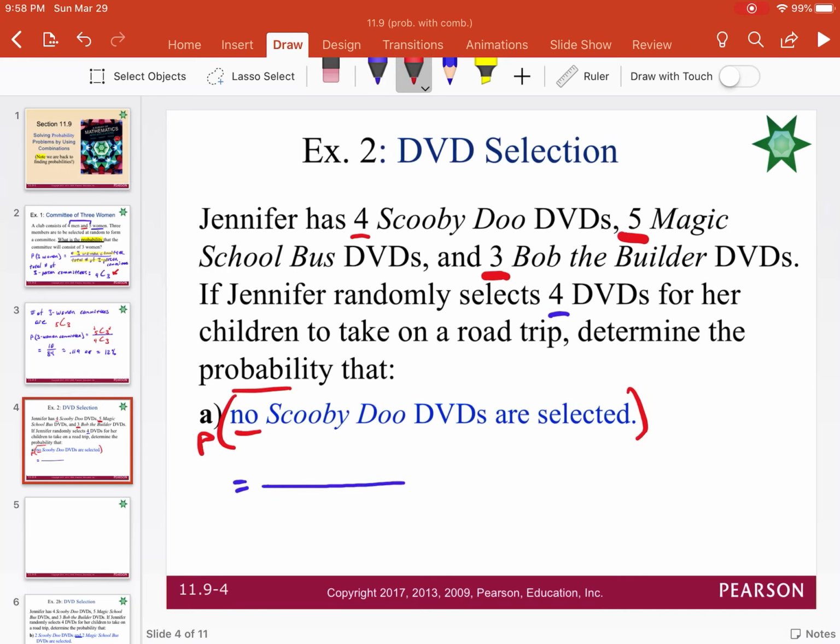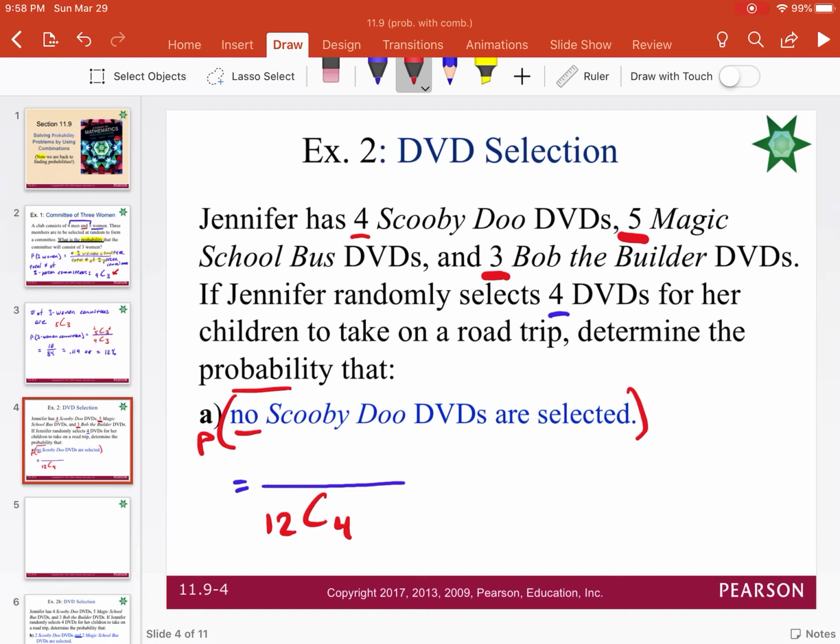So how many total DVDs are there? 4 plus 5 plus 3. You got 12, right? And how many are you picking? 4. Okay, so that's the total number of groups of 4 possible.